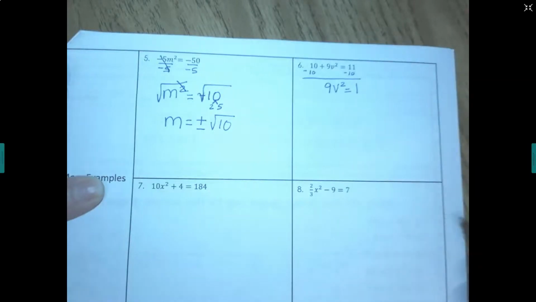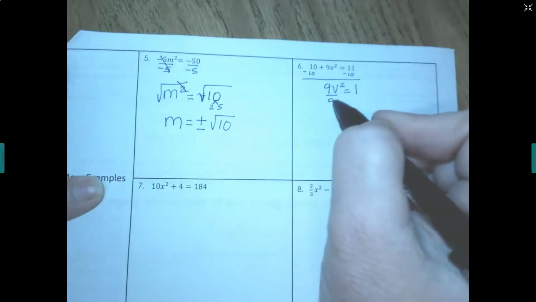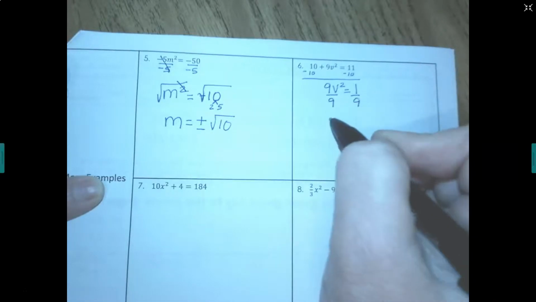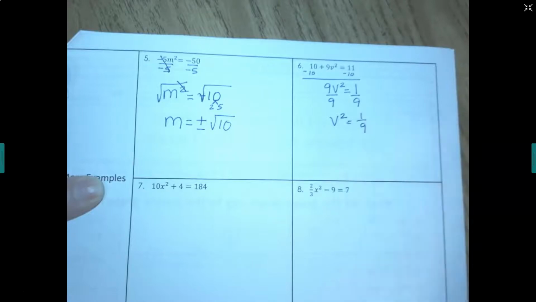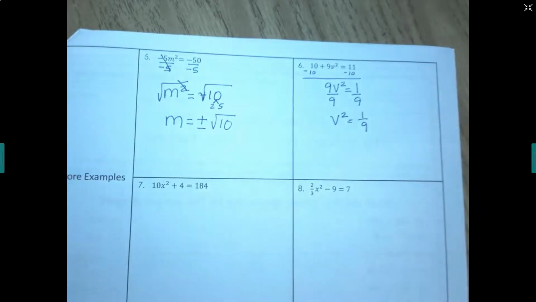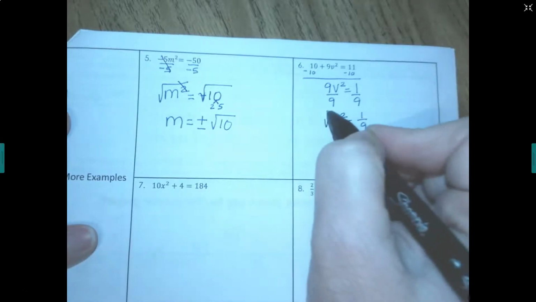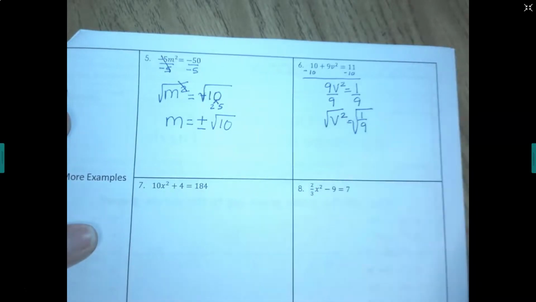Okay, we're trying to isolate the v squared, so we're going to divide by 9 on both sides. So we have v squared equals 1 divided by 9. Alright, so now we have a fraction. Here's how we're going to look at this. We want to take the square root of both sides.